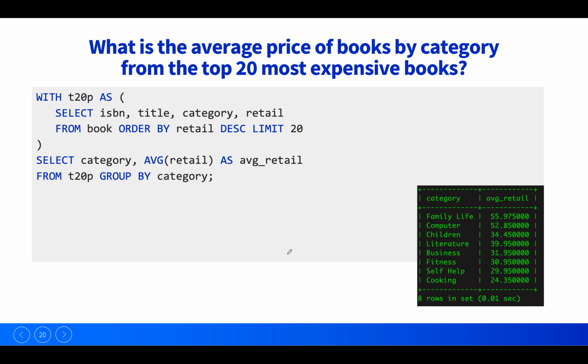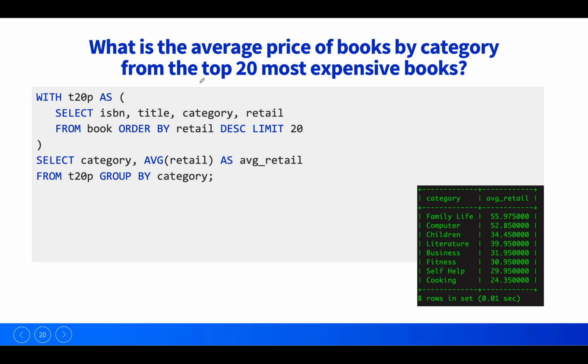Here we have another example of making use of a common table expression to answer the following question: what is the average price of books by category from the top 20 most expensive books? In these kinds of compound questions, it's always better to take a look first at what we need to calculate or transform first before we can answer the question overall.